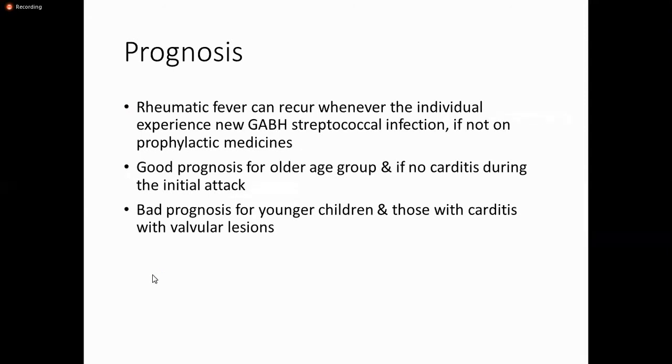Rheumatic fever can recur whenever the individual experiences a new group A beta hemolytic streptococcal infection if not on prophylactic medicine. So that means we should properly treat the sore throat patient. Good prognosis for the older age group, and if there is no carditis during the initial attack. Bad prognosis for the younger children and those with carditis with valvular lesion.